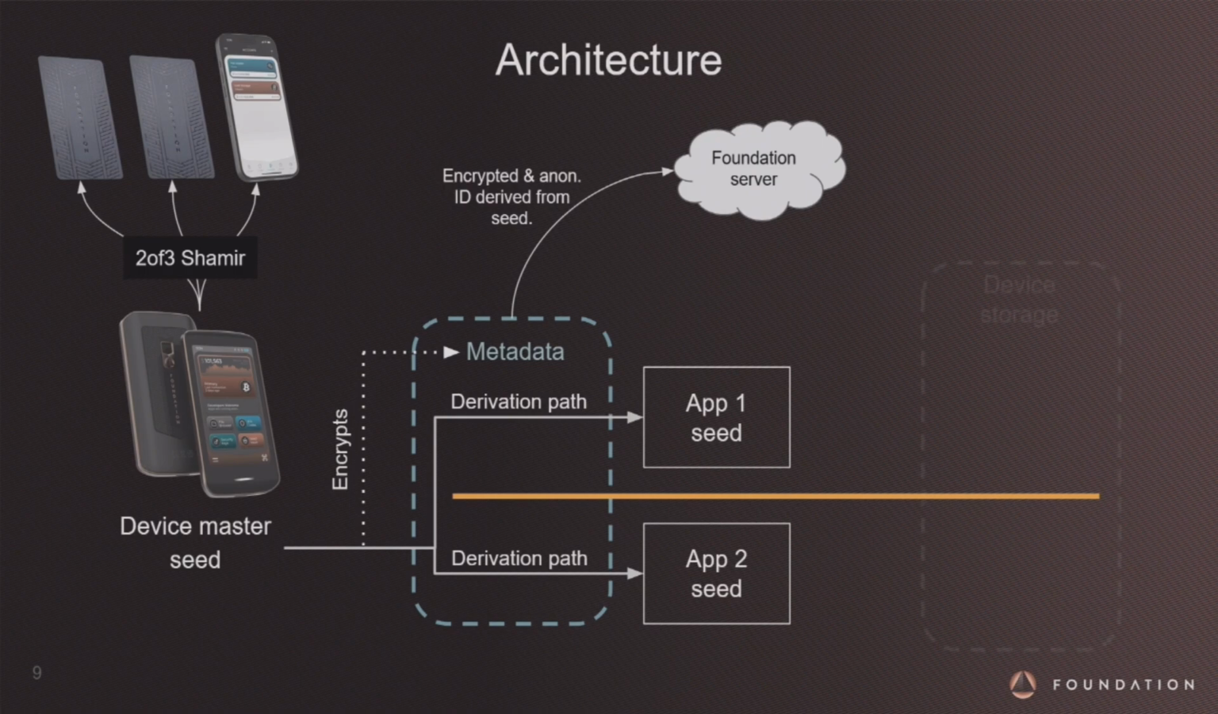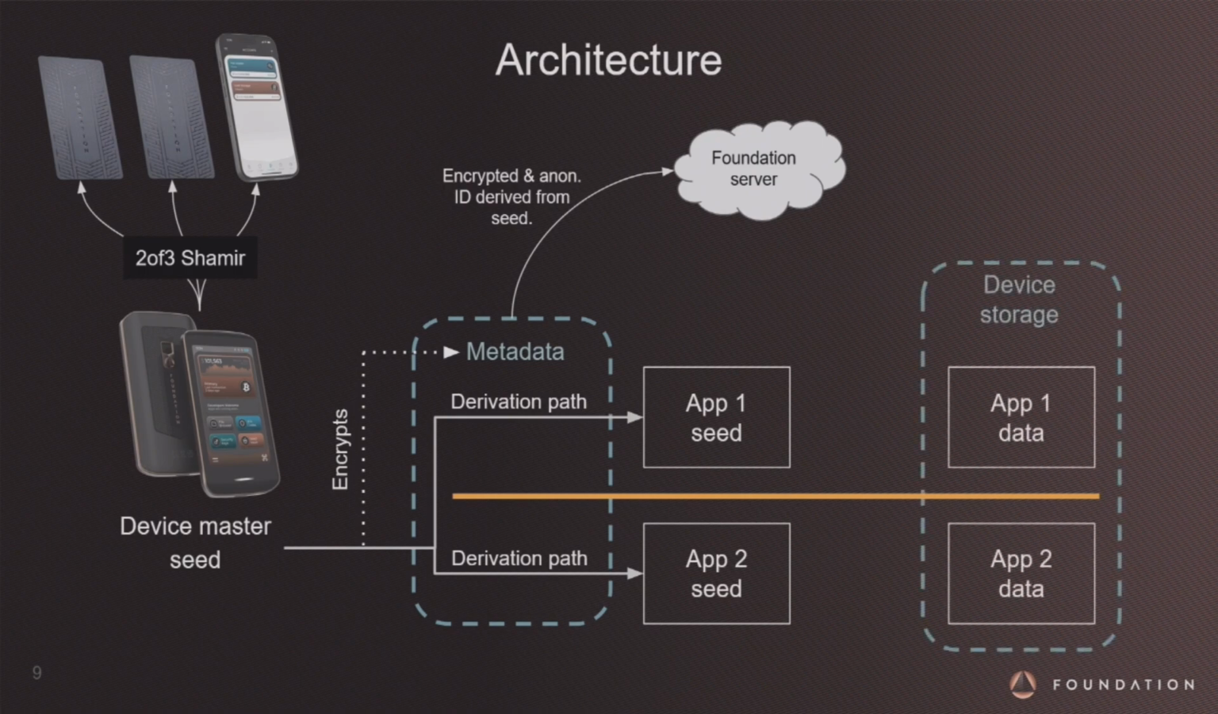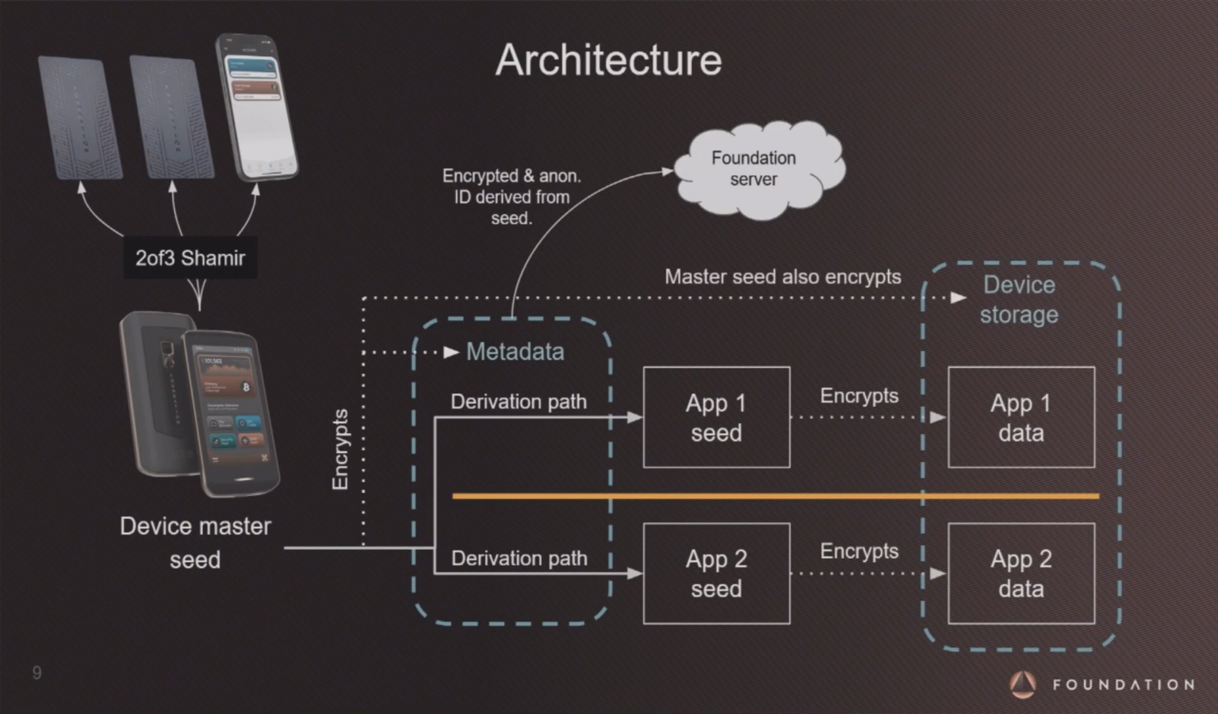And then your app that you develop will probably have some data that you want to store on the internal drive. You can use your app seed to encrypt that data. Then we encrypt the whole drive with the master seed too. And then as a premium service, we can also cloud back up the whole device drive to the cloud, again, encrypted by the master seed and ID'd by that hash.